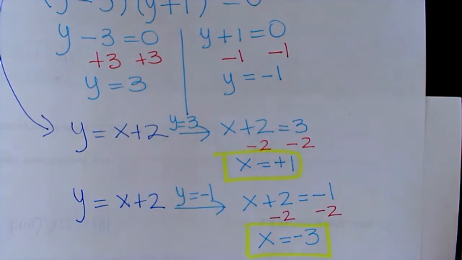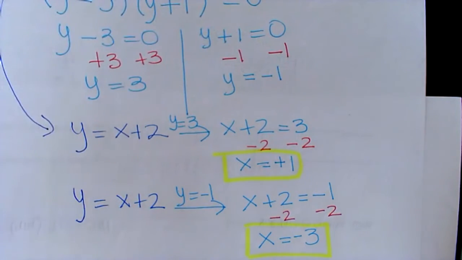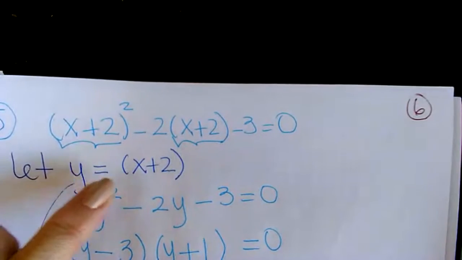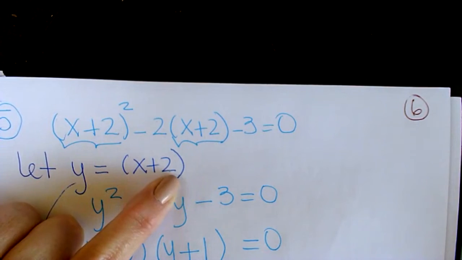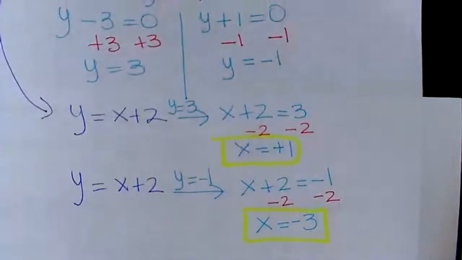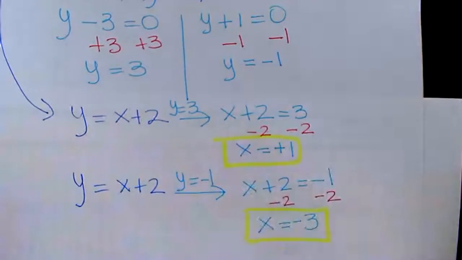So again, we got y equals 3 and y equals negative 1. But what happened? We said that y was equal to x plus 2. We used the substitution method, so we have to unsubstitute at the end. So x is equal to 1 and x is equal to negative 3. I have another one that we could do, like that one. Any questions on this one?